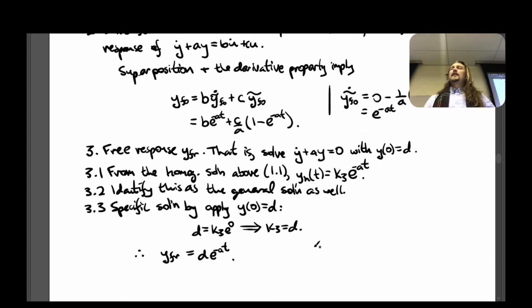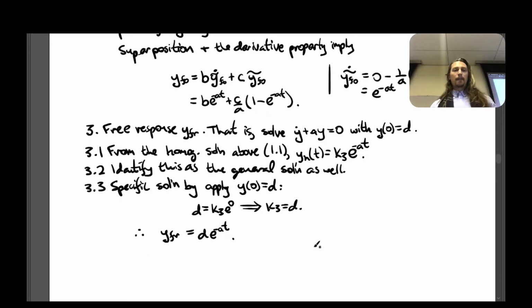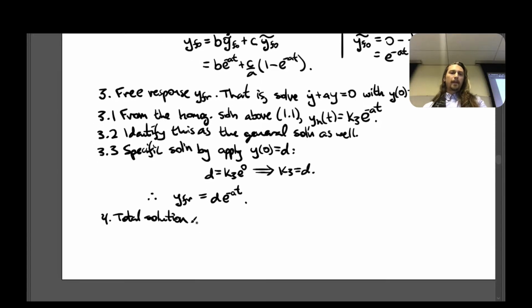Great. So we now have a forced response and a free response, and we can use superposition again to find what the response is to both the initial conditions and the forcing, which we'll do in part 4. So the total solution is by superposition.